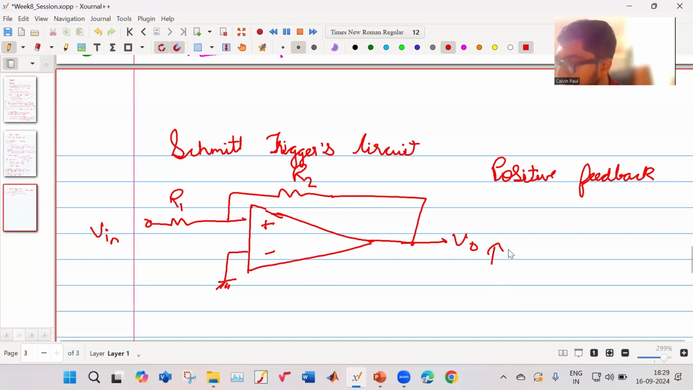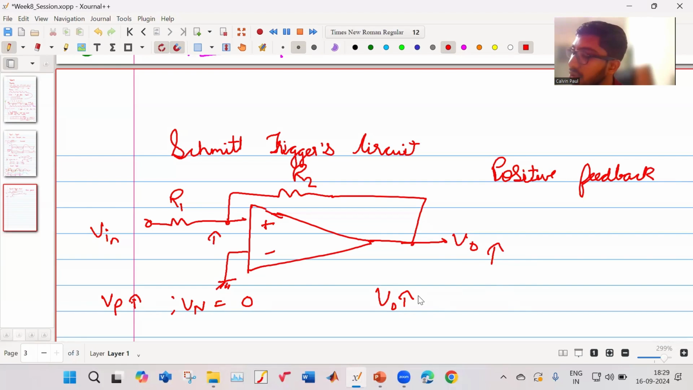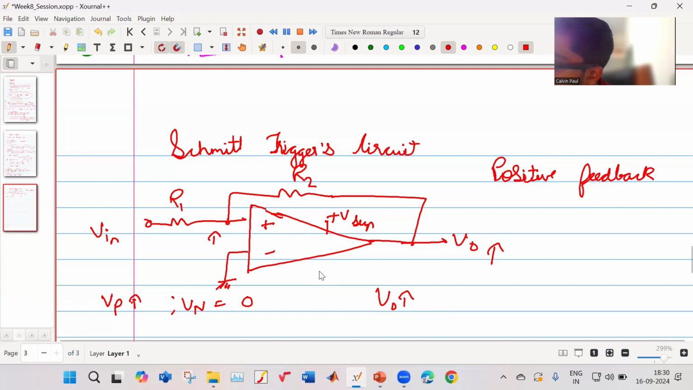So if your V output increases, over here there is also an increase. So your VP is increased, but your VN is still equal to 0. VP increases, so your V output will increase further. When there's a small increase in V output, it increases VP, VP increases further, and so V output increases more. It is like an avalanche. A continuous increase will happen until it saturates at your plus V supply or at your minus V supply.